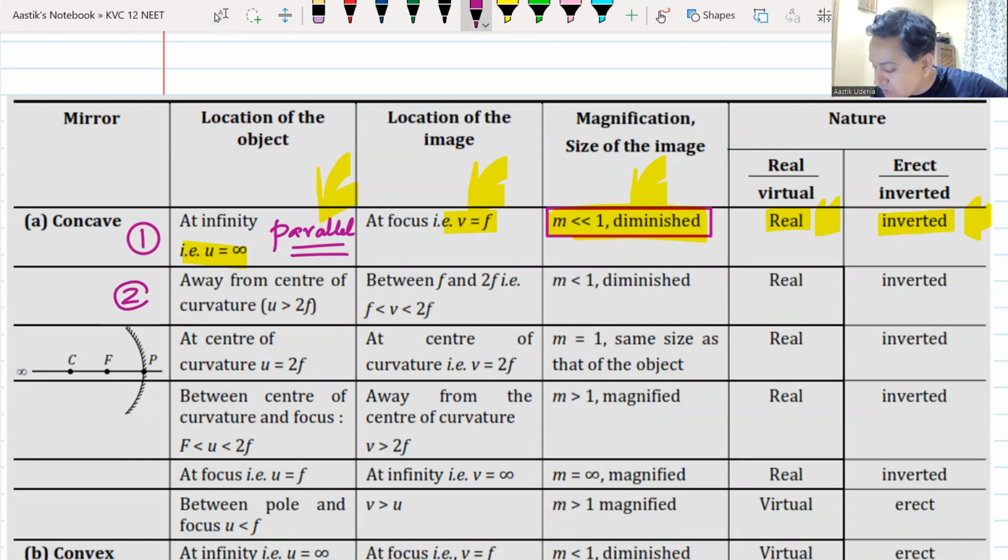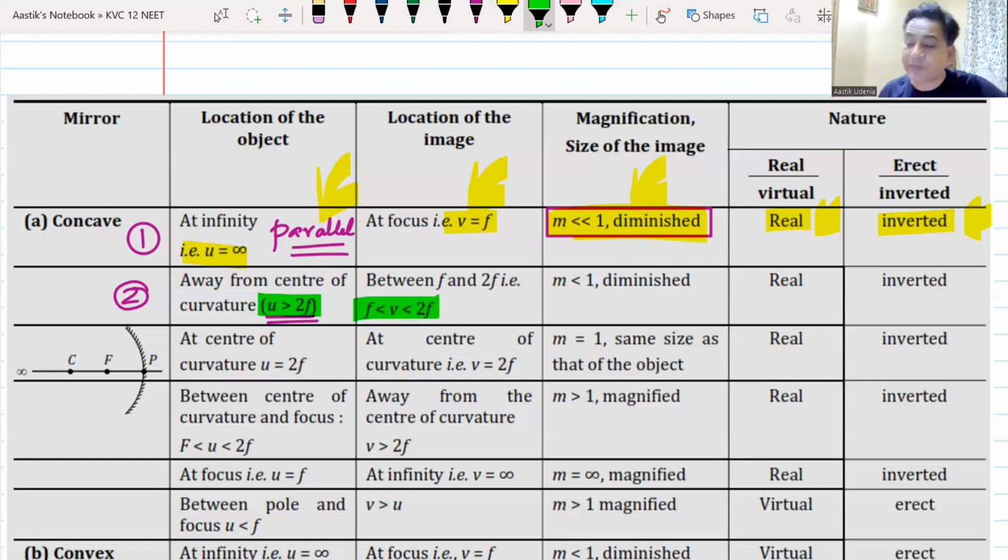That will take us to position number two. And what is position number two? The object is placed more than 2f. That means the object is placed beyond the center of curvature, between infinity and the center of curvature. Whatever you say, it means the same thing. Now when the object is placed beyond the center of curvature, away from the center of curvature, you have to understand where the image is formed.